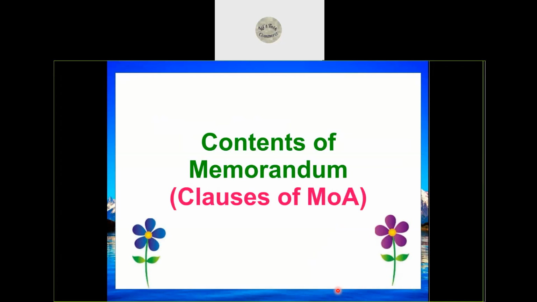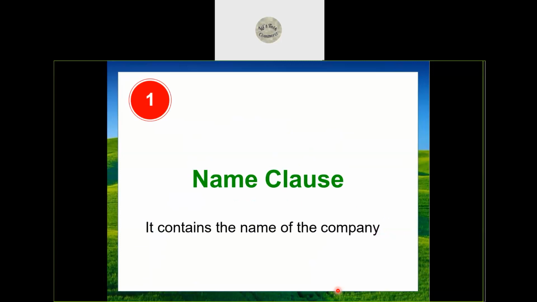Now what is written in the Memorandum of Association? It is such an important document, we are calling it the principal document. So what does it contain, what is written in the Memorandum of Association?